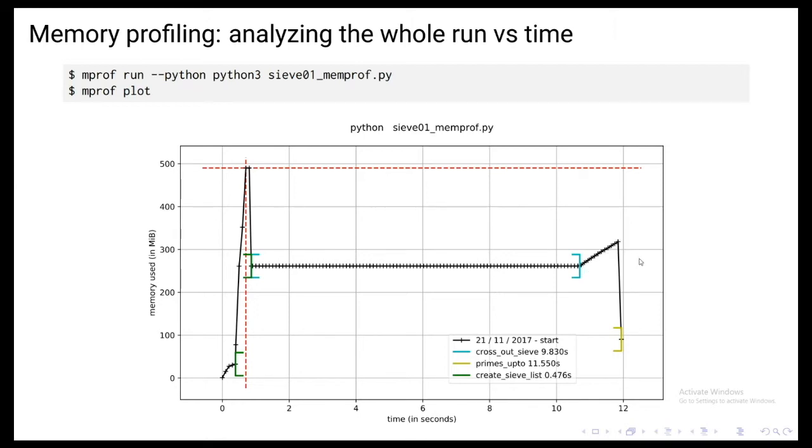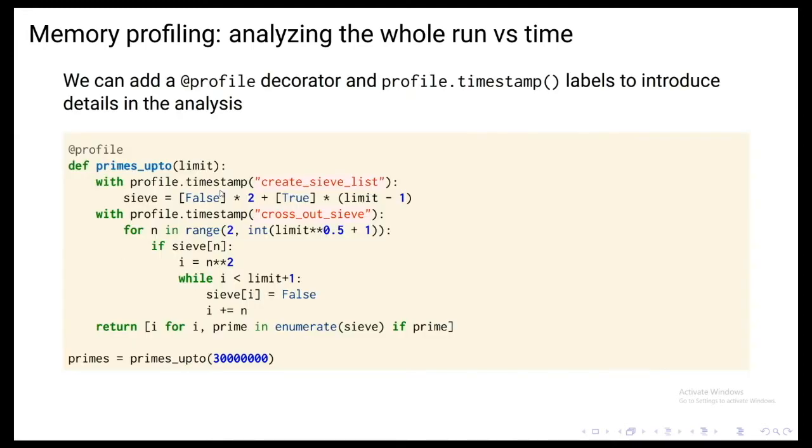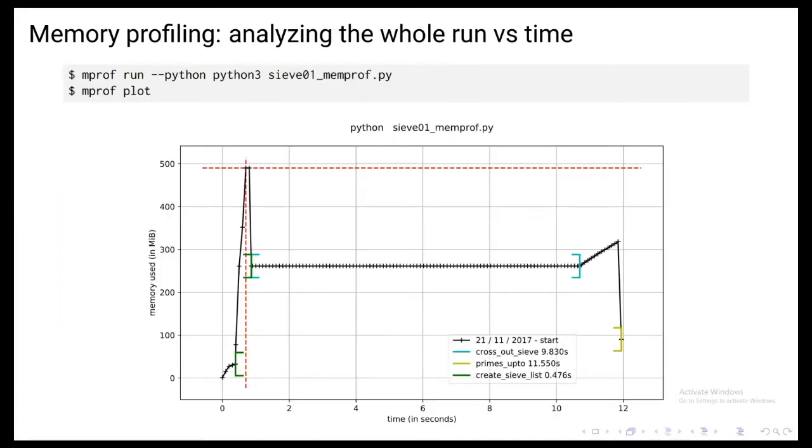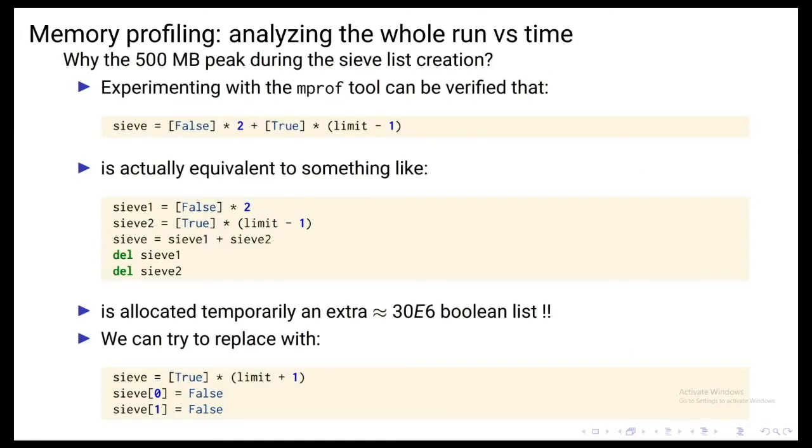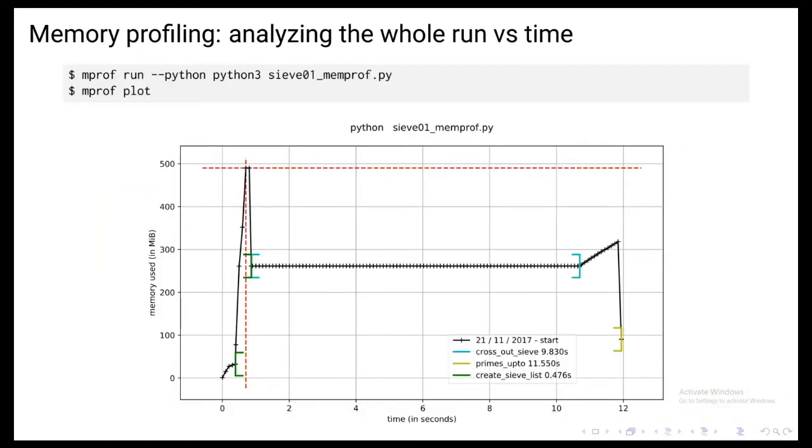So as you can see, adding these timestamps, if I have a bigger code and I want to organize a little bit the output that I see, it's a nice way to add more information to my plot very easily. And then we can wonder why we have this spike here.